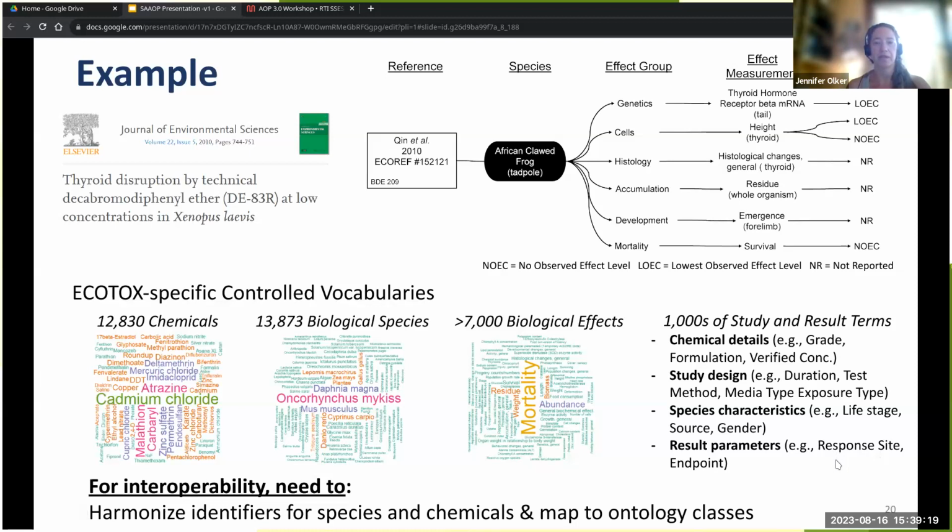But for interoperability, we found we really need to harmonize the identifiers that we use. And for species and chemicals, that's fairly straightforward. And for these other terms in our controlled vocabularies, we're working on mapping them to ontologies. Next slide, please.